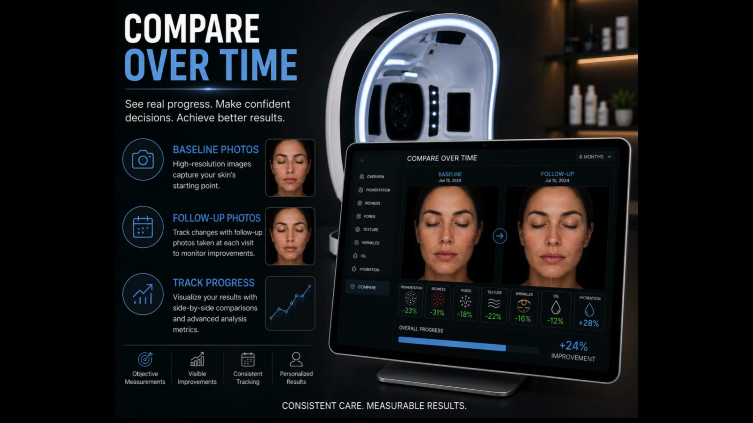One of the most valuable uses of a skin analysis machine is comparing images over time. Consistent photography and documentation are essential.